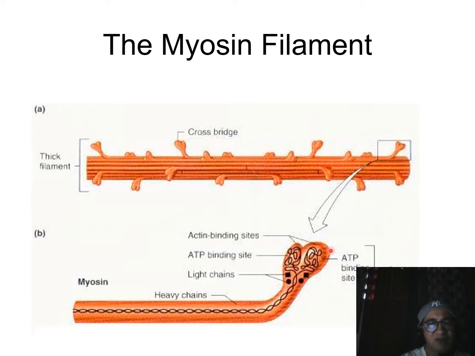Because it is this myosin head that interacts and makes connection with the actin filament, the myosin head is also known as a cross bridge. It forms a connection between the myosin filament and the actin filament during muscle contraction. So you have the cross bridge of the myosin filament formed by the globular part of the myosin molecule.